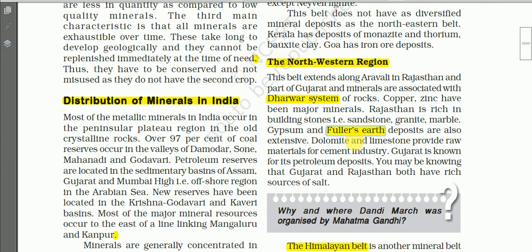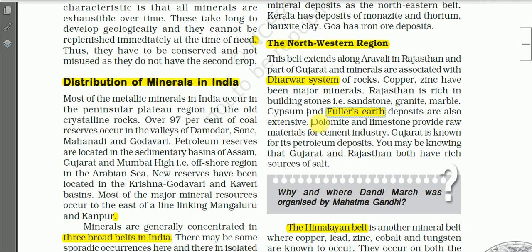Fuller's earth is a clay-like substance mostly composed of aluminum magnesium silicate, and it is a good absorbent, and hence it is used to remove stains, dirt, impurities, oil and grease from fabrics, from cloth, even from the skin. We use fuller's earth to remove harmful chemicals. It's a very useful clay-like substance. It is found in Rajasthan. And dolomite and limestone provide raw materials for the cement industry.